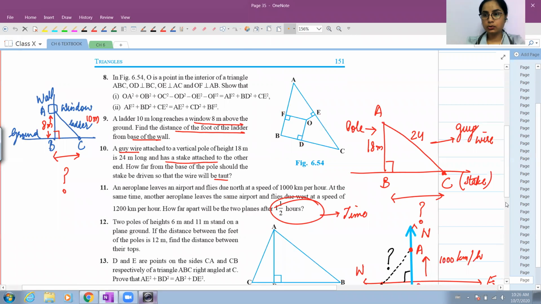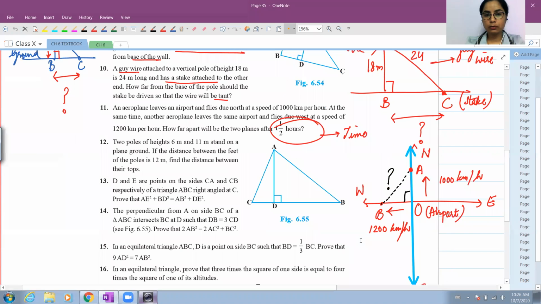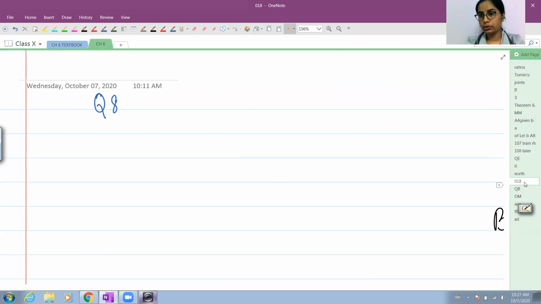Question number 12 says there are two poles of heights 6 meters and 11 meters standing on a plain ground. The distance between their feet is 12 meters. Find the distance between their tops. Now I think you can represent this very easily with the help of a diagram. So I'll just quickly jump to the part where I've already drawn this.